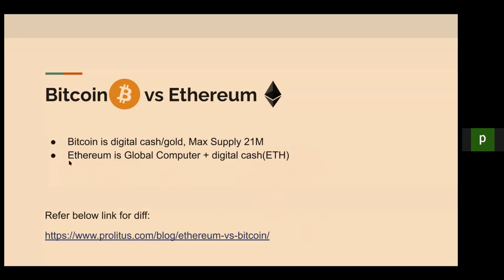So Bitcoin is digital cash. Ethereum is global computer plus cash. You can run any code on top of it. So this is about it.